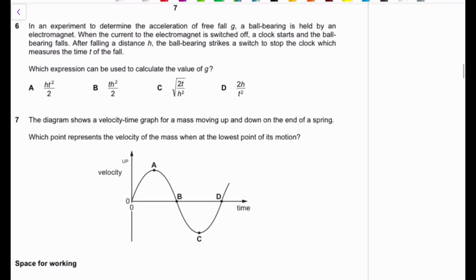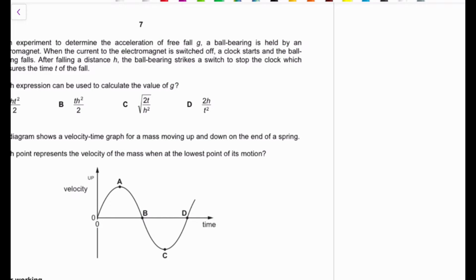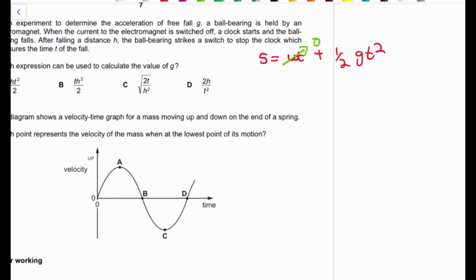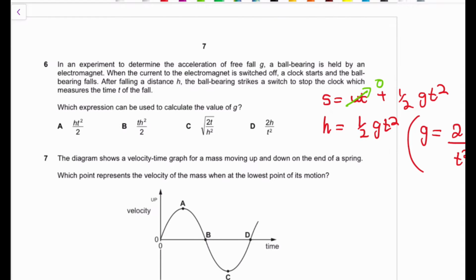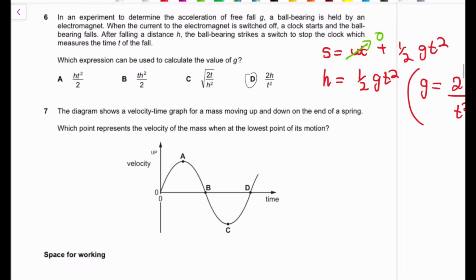So in this case, what do I know? I asked myself, what equation can I use? Well, I could use the equation s = ut + 1/2 gt², but the initial velocity is just going to be 0, meaning that the value of s would just be h, which is equivalent to 1/2 gt². So the value of g is going to be equivalent to 2h divided by t², and 2h divided by t² is going to be D. Very important for you to be thinking about that.